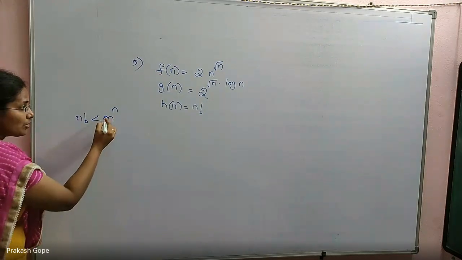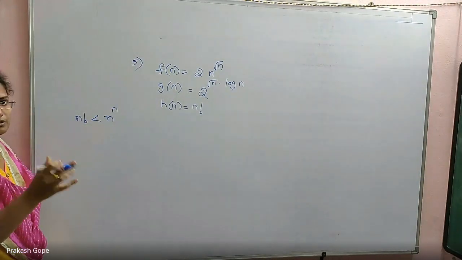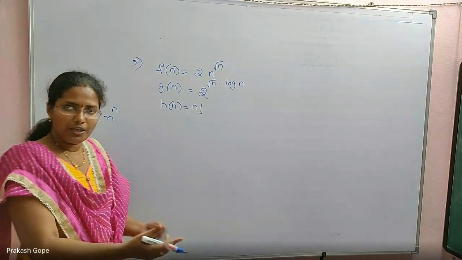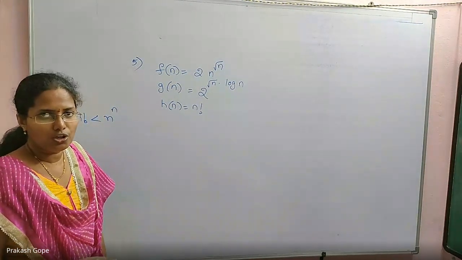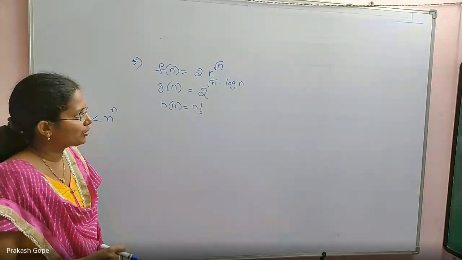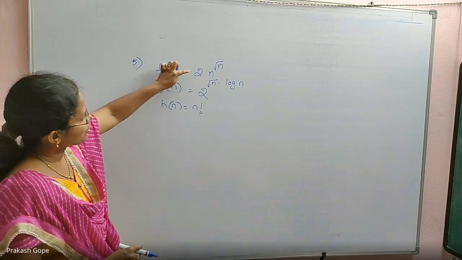But we don't know the relation between n power root n and n factorial. Either you should give values for n and then verify. That is the only option if you want to know a relation between two functions. Let us observe these two first.